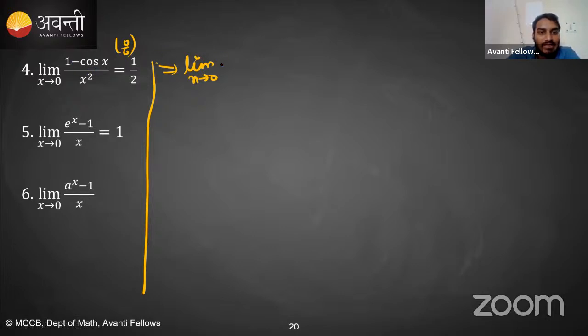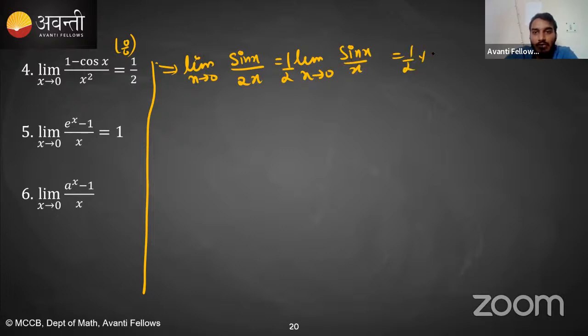So 1 minus cos x, its differentiation is sin x. X square, its differentiation is 2x. So this is written as limit 1 by 2 limit x tending to 0 sin x upon x. And this result we know it is nothing but 1 by 2 into 1. So half came automatically. As you see, right? So it means limit x tending to 0 1 minus cos x upon x square, how much is it? 1 by 2.